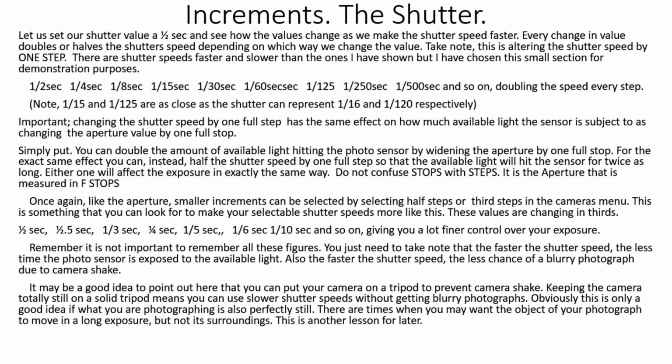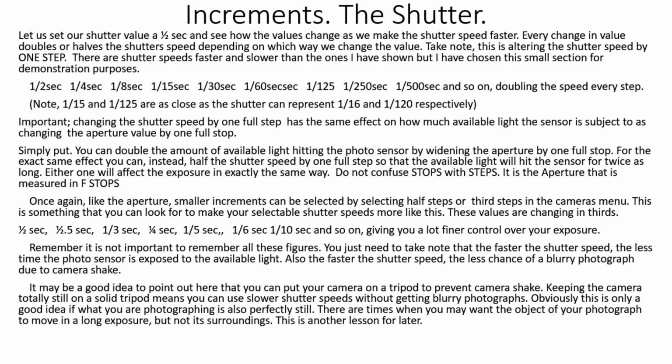Do not confuse stops with steps. It is the aperture that is measured in f-stops. Once again, like the aperture, smaller increments can be selected by choosing half steps or third steps in the camera's menu. This is something you can look for to make your selectable shutter speeds more like this.